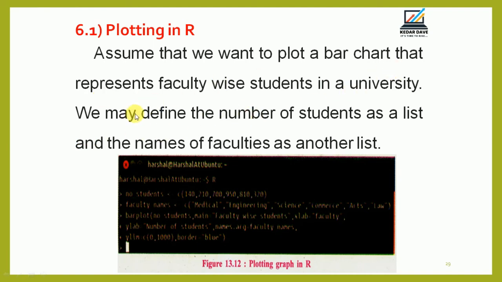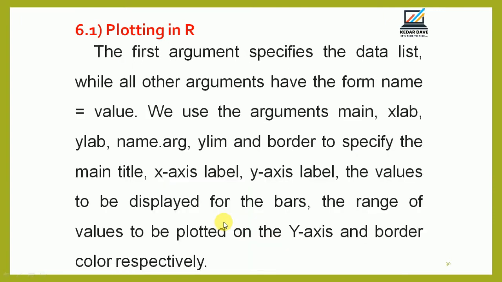So it will represent the faculty-wise students in the university. We may define the number of students as a list and the name of the faculty as another list, and it will generate a graph in the R software by using the CLI. Then the first argument specifies the data list, while all other arguments have the form name equals values.